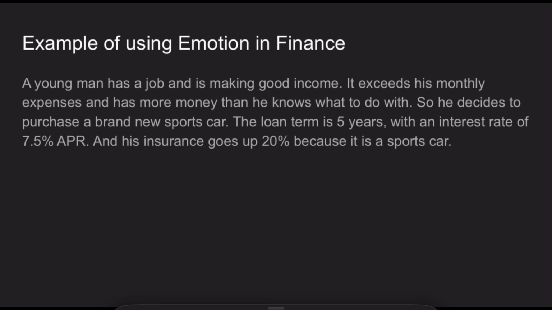A young man has a job and is making a good income. It exceeds his monthly expenses and he has more money than he knows what to do with. So he decides to purchase a brand new sports car. The loan term is 5 years with an interest rate of 7.5% APR, and his insurance goes up 20% because it's a sports car. I'm going to draw up a little bit more to put this in perspective.